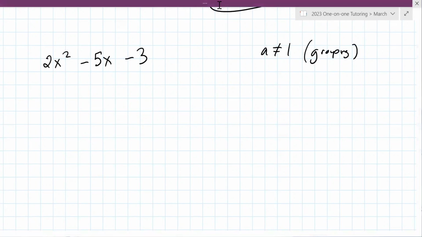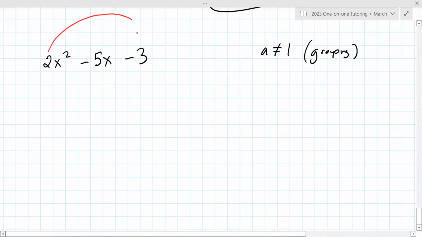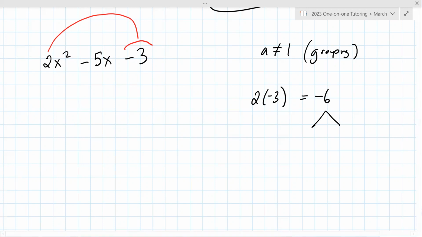Okay. And in this case, you take that first number and multiply it by the last number here. All right. So 2 times -3 is -6. Okay, so you're looking for two numbers that multiply to -6, but add to -5. So go ahead and give that a shot, please. Multiply to -6, but add to -5. Six, 3.